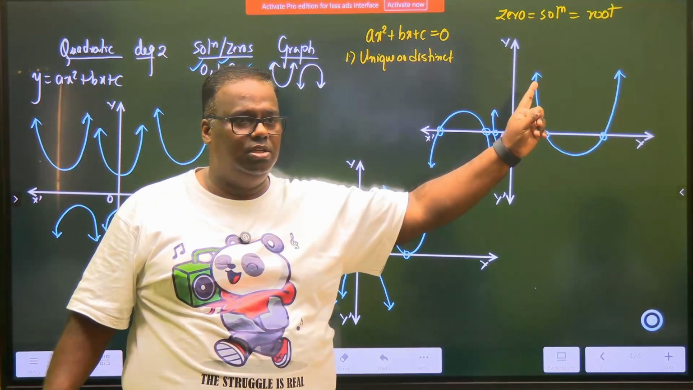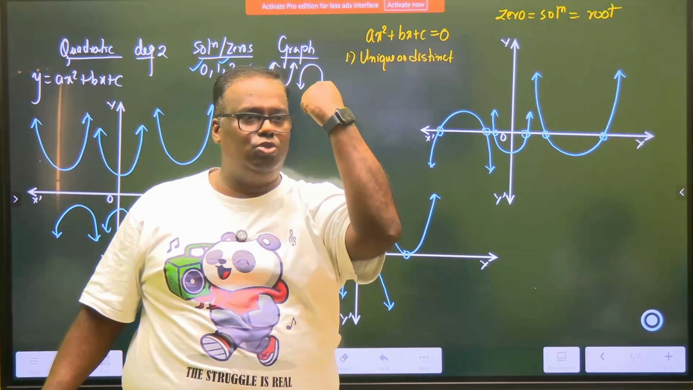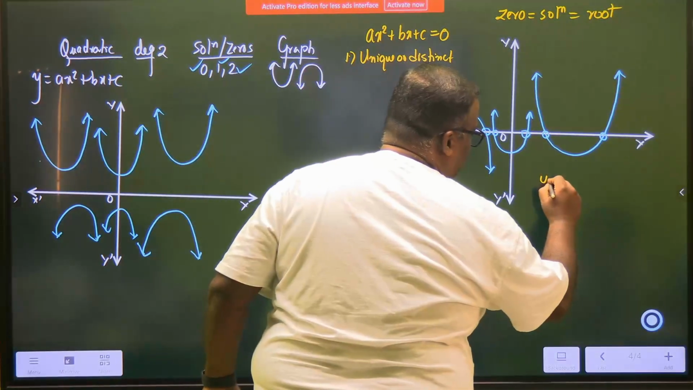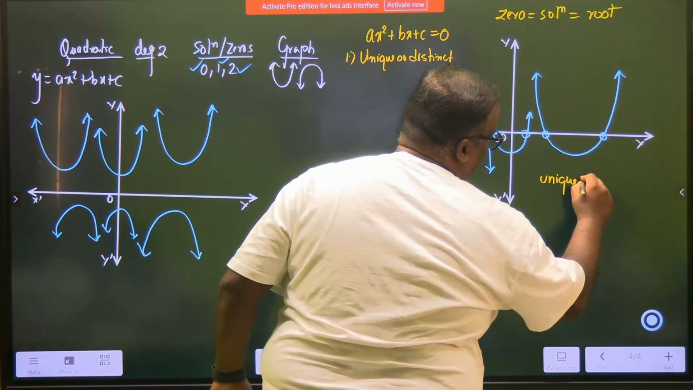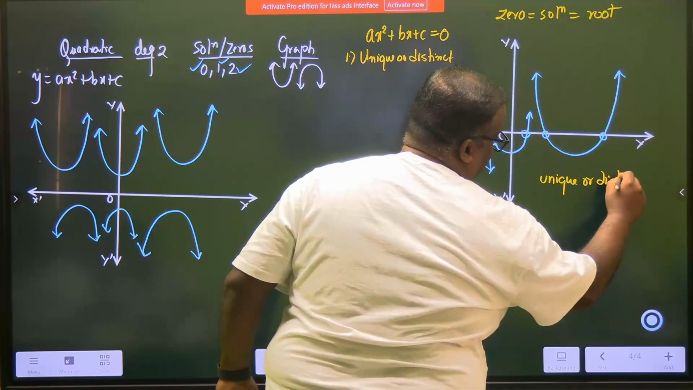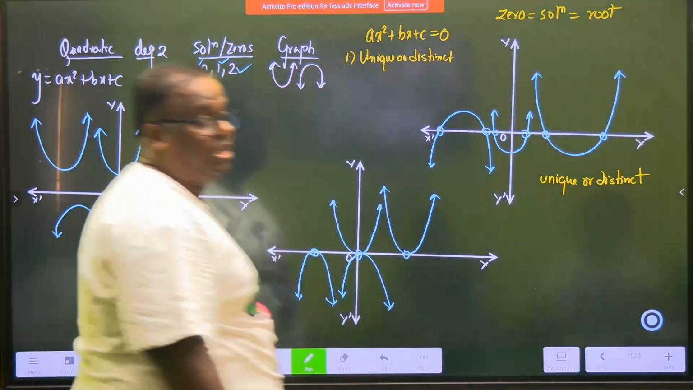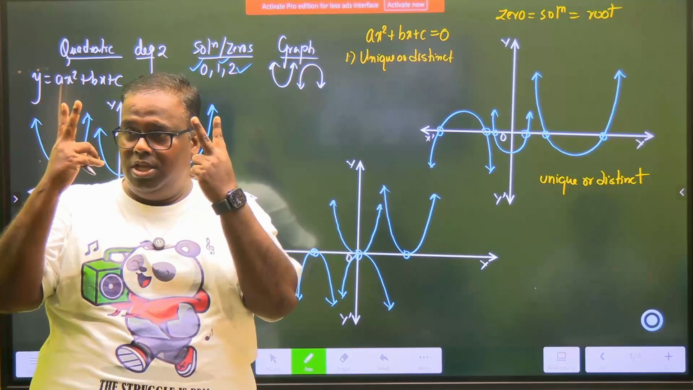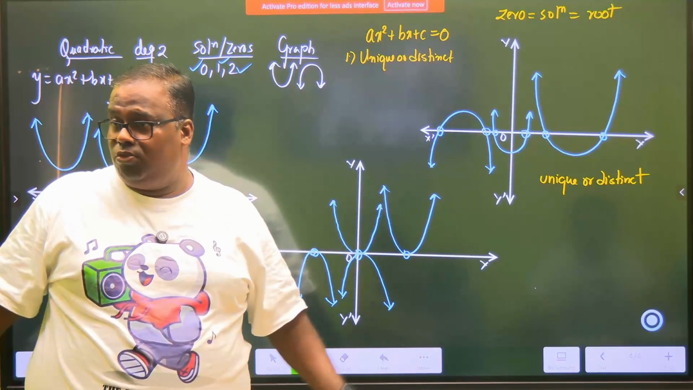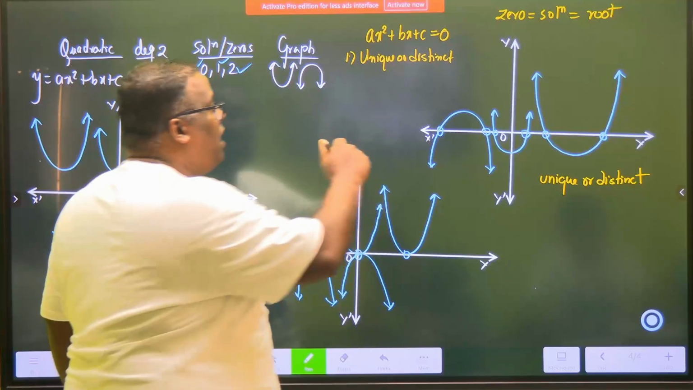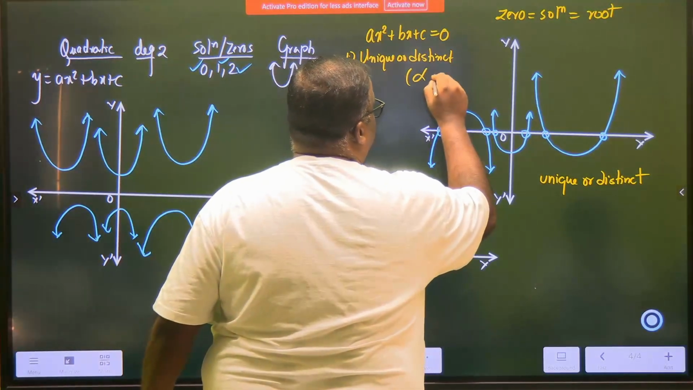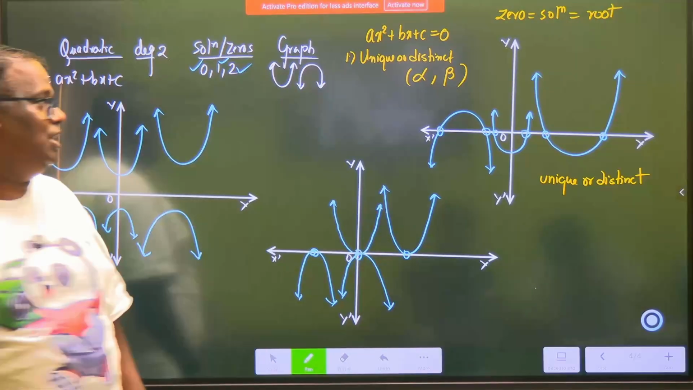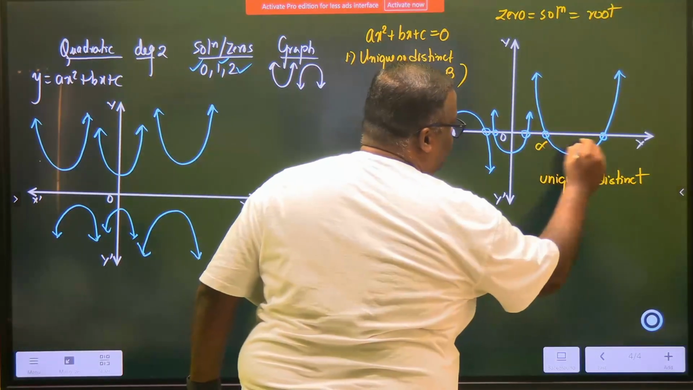What is unique? The watch that I wear is unique, meaning nobody else wears this watch. These are unique solutions, unique or distinct. Please write them. I'll not teach this in quadratic again. Unique or distinct means I will get two values of x which will be completely different from each other. And in quadratic, these two roots are known as alpha and beta. If this is alpha, this is beta.